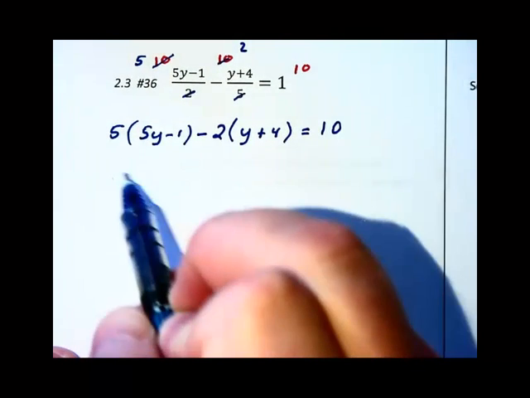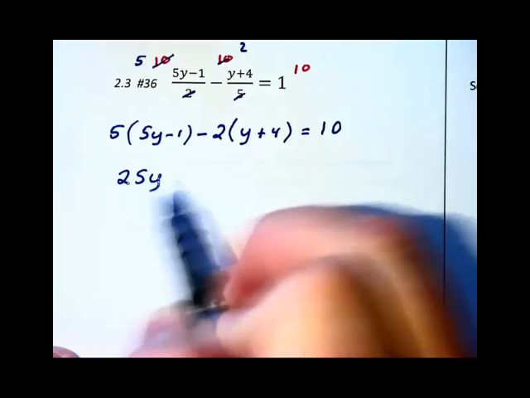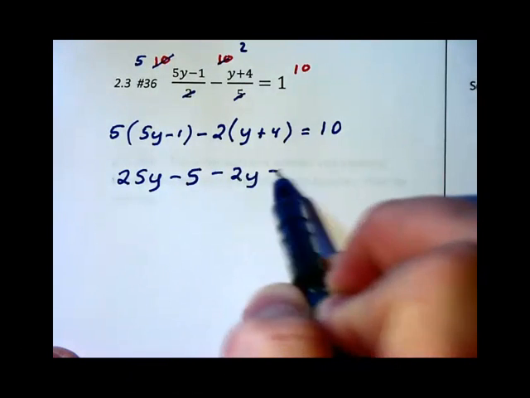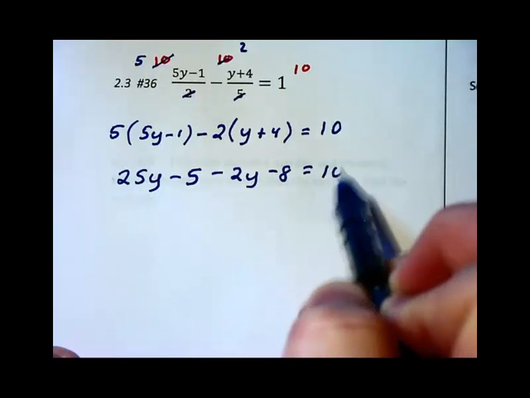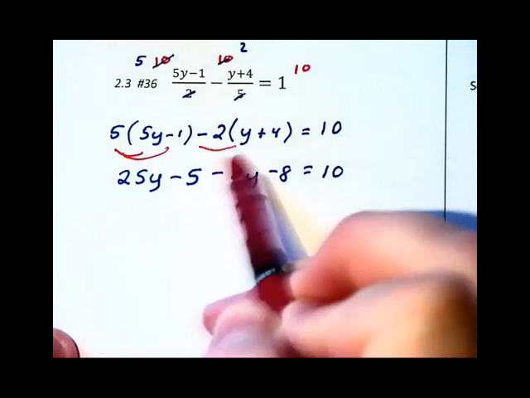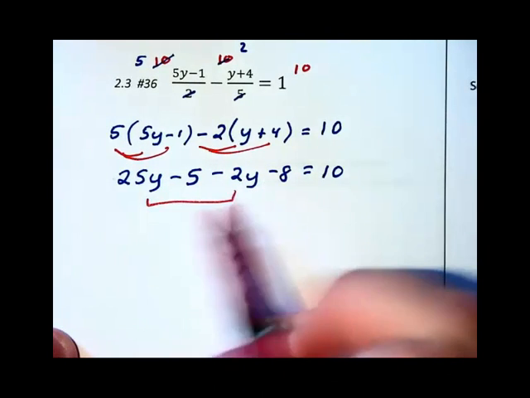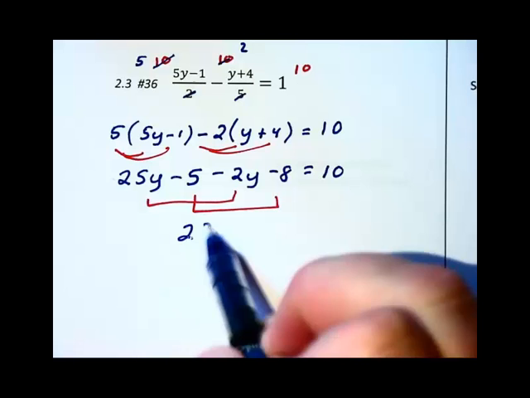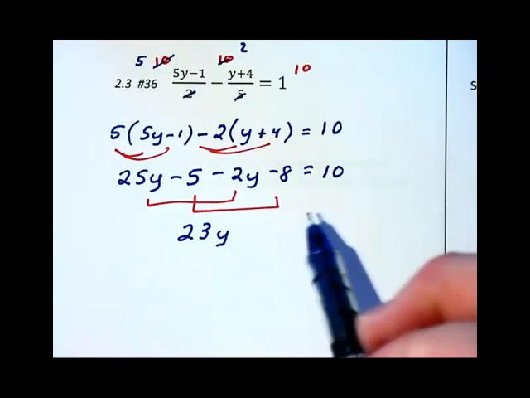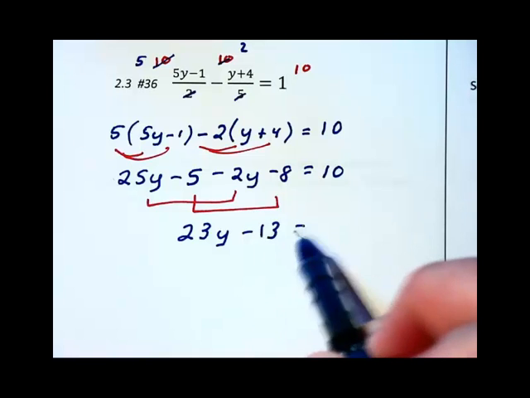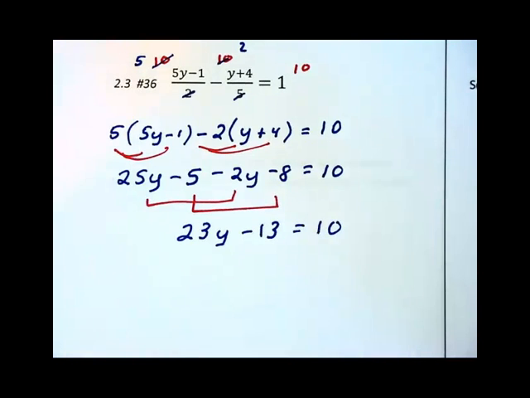We're going to distribute to get 25y minus 5, then minus 2y and minus 8 equals the 10. That was the distribution of both the numbers in front of the parentheses. Now we're going to combine like terms on the left-hand side. 25 minus 2 makes 23y, and the negative 5 and negative 8 are going to combine together to make minus 13 equals the 10.